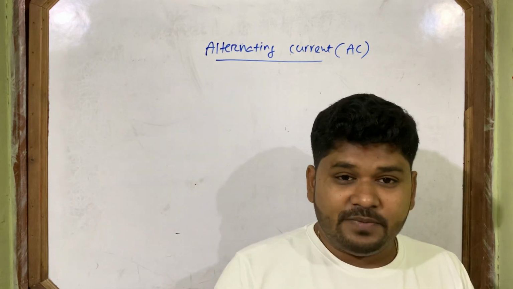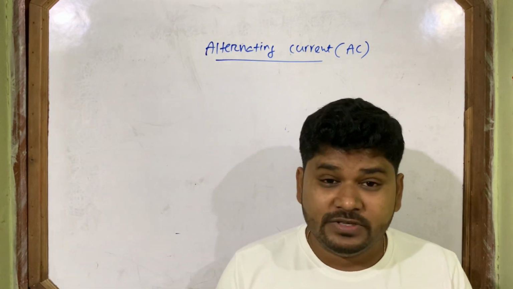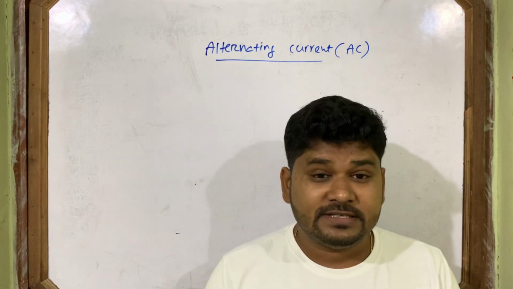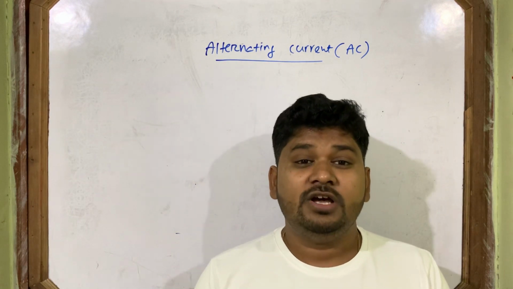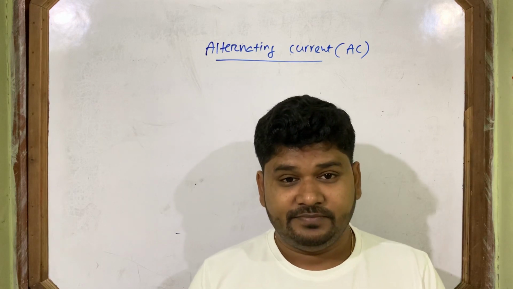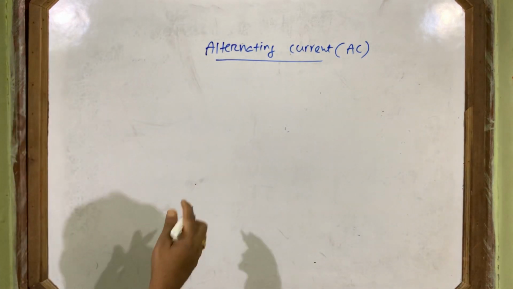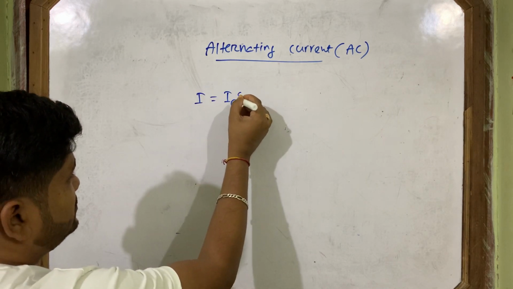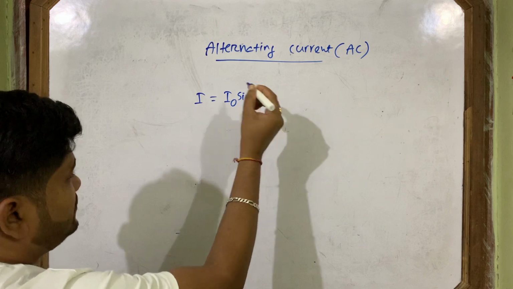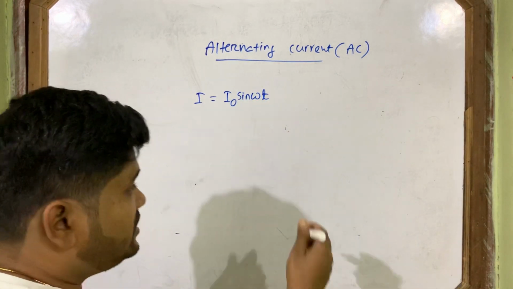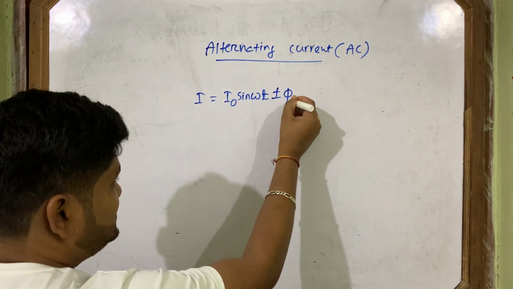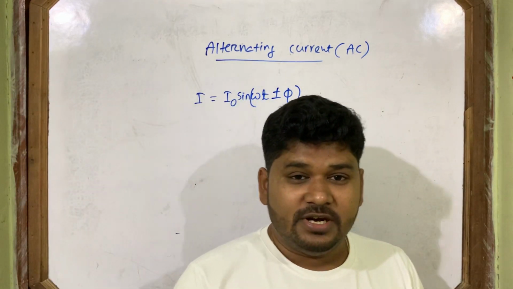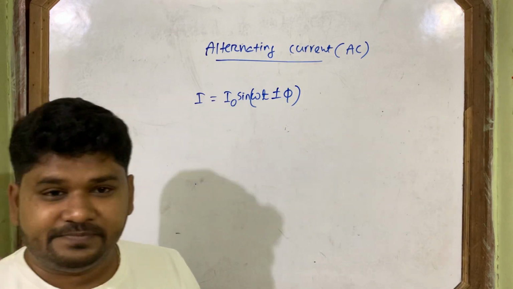So what is the definition of alternating current? I told you, the current which changes its magnitude continuously and direction periodically is called alternating current. So how will you present this alternating current by an equation? I equals I naught sine omega t plus or minus phi. This is the equation of alternating current.